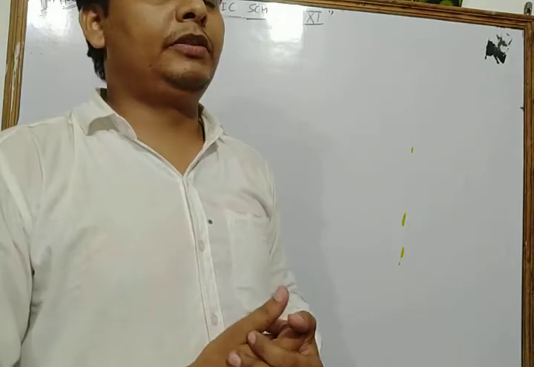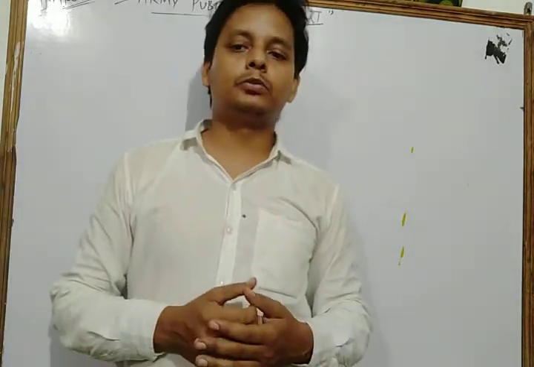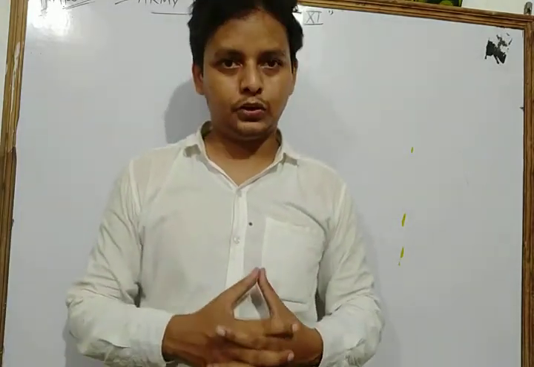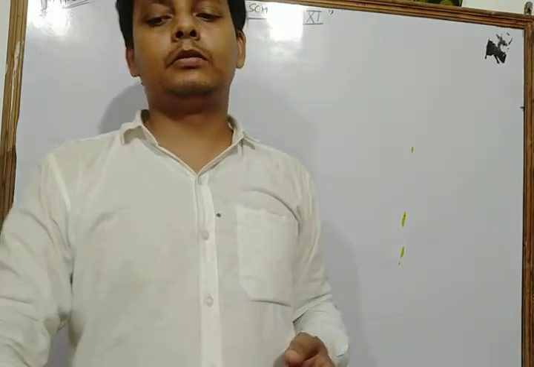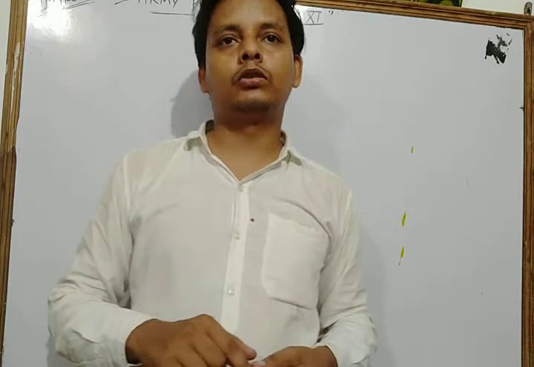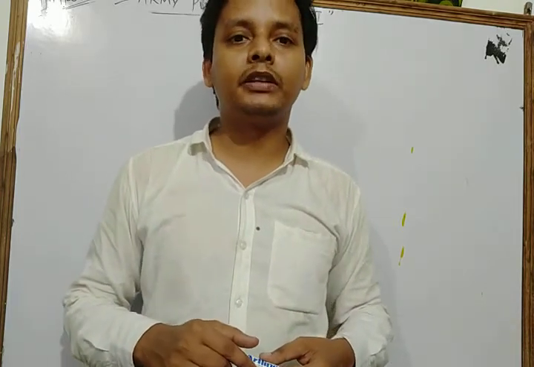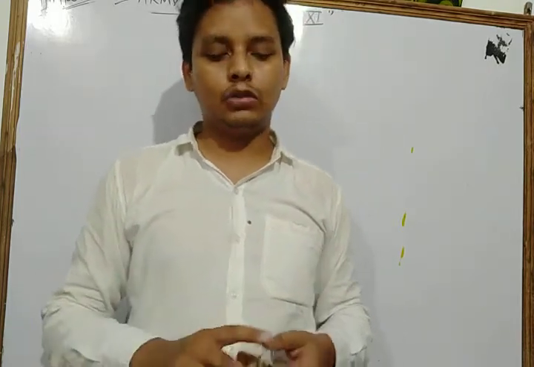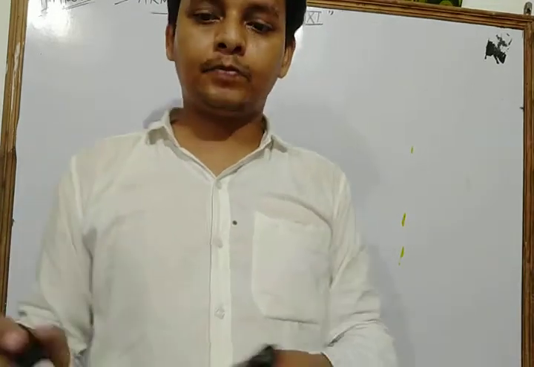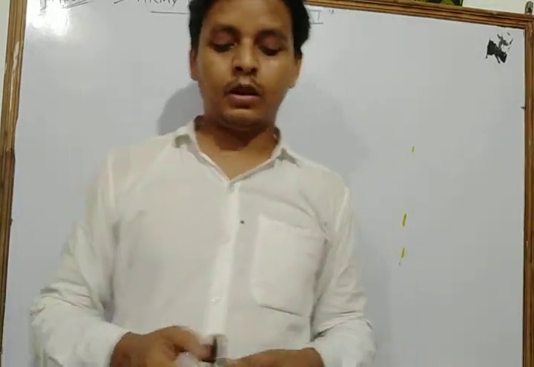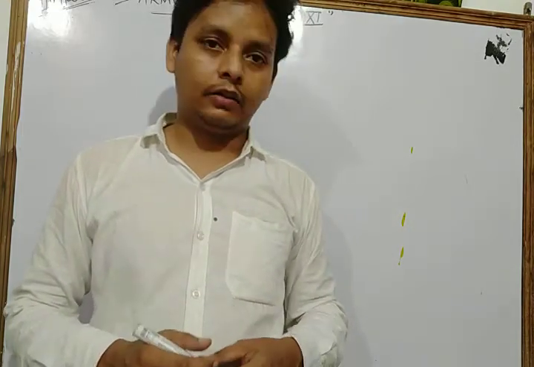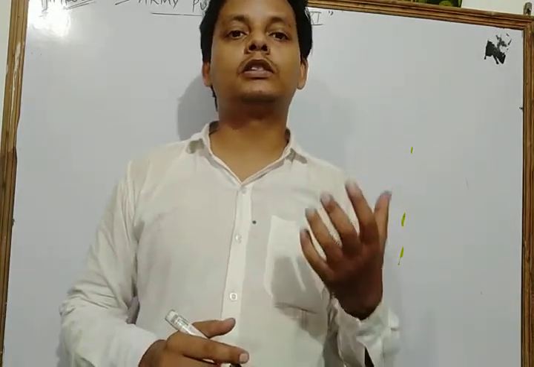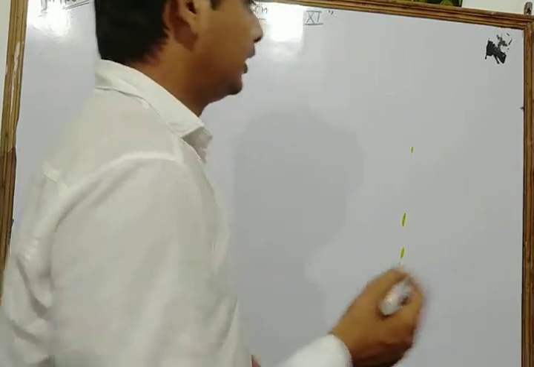In the previous class we discussed the chapter trigonometric equations, and we discussed all three types of trigonometric equations: sin x = sin alpha, cos x = cos alpha, and tan x = tan alpha, and their solutions. Now let's do some revision.